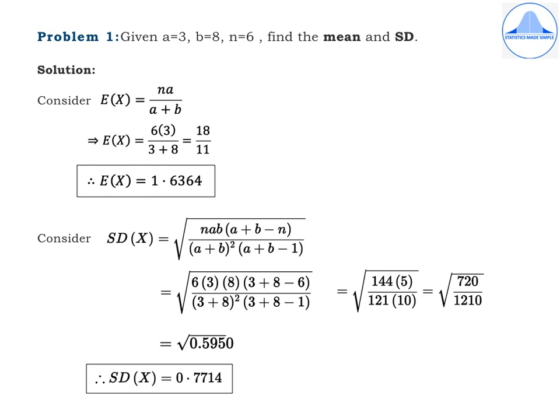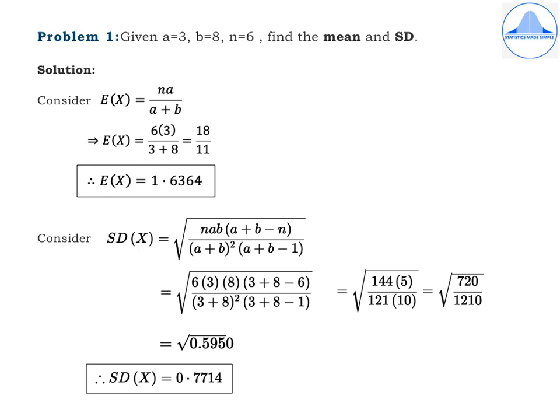Write the formula for the mean. Consider E of x equal to nA divided by A plus B. Substituting the values for n, A and B, we'll get E of x equal to 6 into 3 divided by 3 plus 8, which is 18 by 11, or E of x is equal to 1.6364.